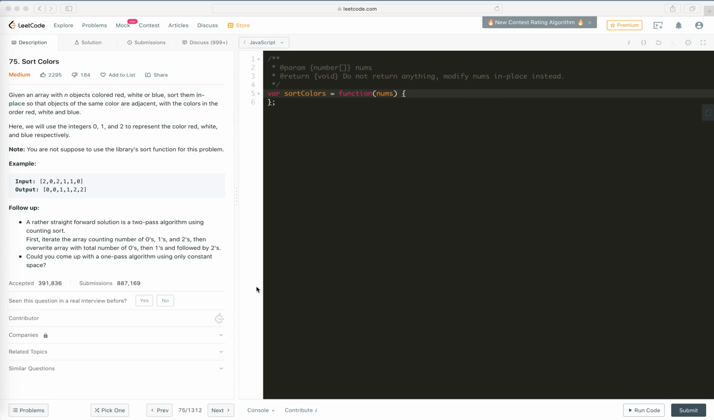I'm JSer. Let's take a look at number 75 of LeetCode, Sort Colors. We're given an array of n objects colored red, white, and blue. Sort them in place so that same colors are adjacent with the colors in order red, white, and blue. We use 0, 1, 2 to represent red, white, and blue. You're not supposed to use the library sort function for these problems.